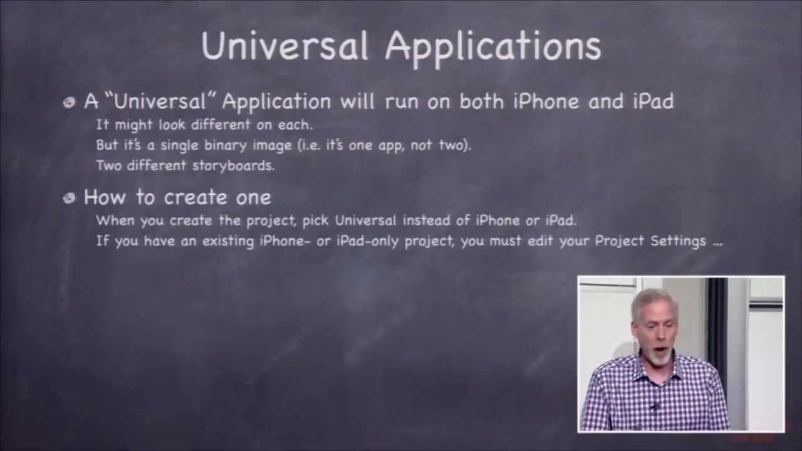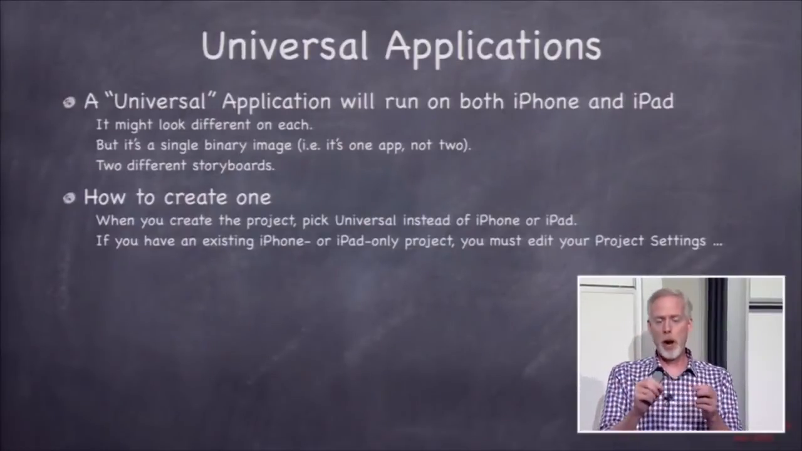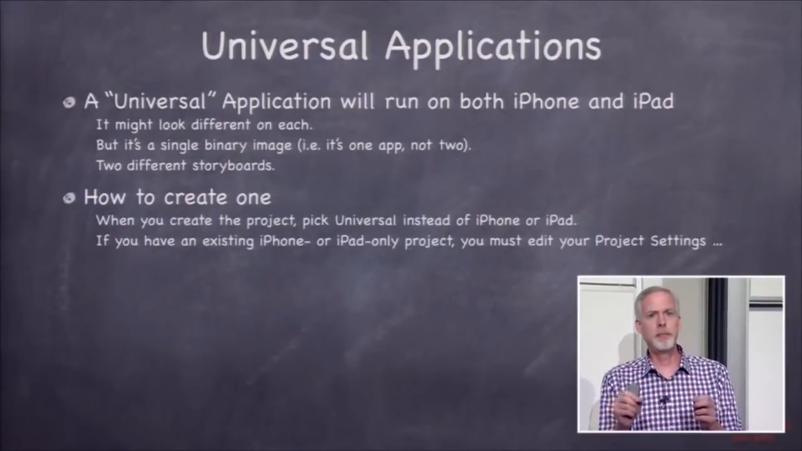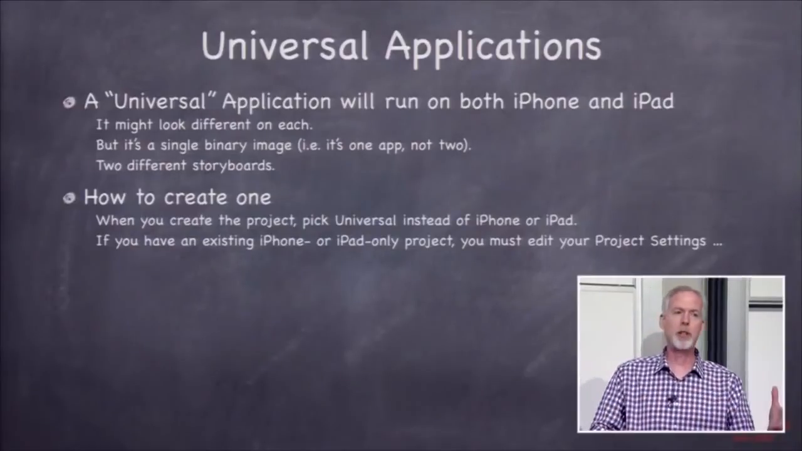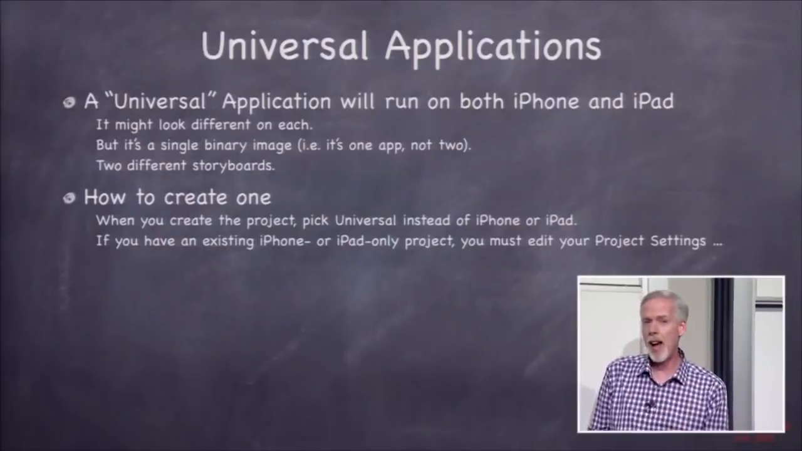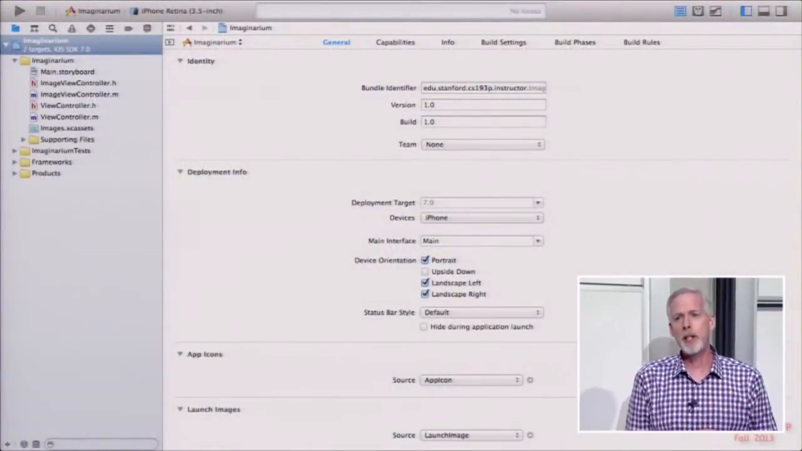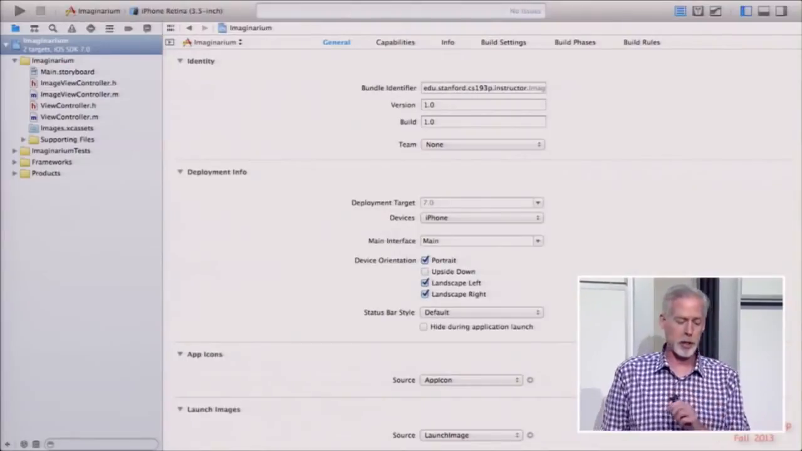Well, when you say project new, one of the questions there is, what platform do you want to create this for? iPhone, iPad, or universal? If you hit universal, you'll get 2 storyboards and you're on your way. If you have an existing app that's only iPhone or only iPad, then you have to actually change your project settings. And this is the first time in this class we've looked at the project settings.